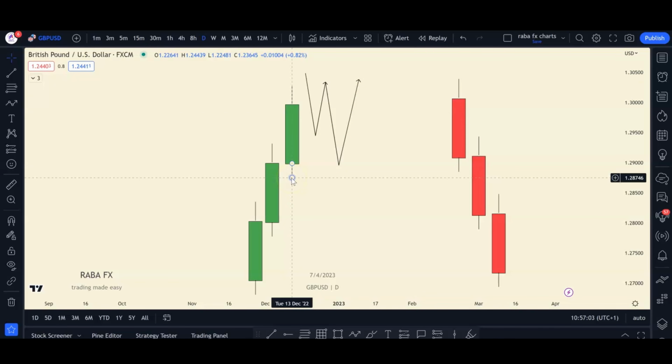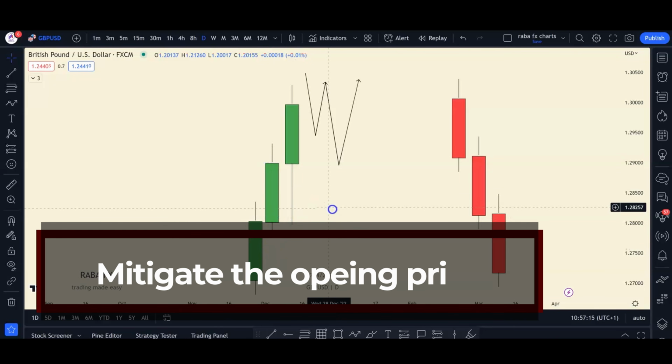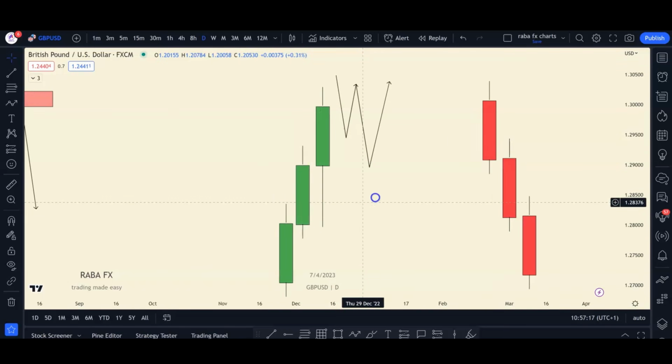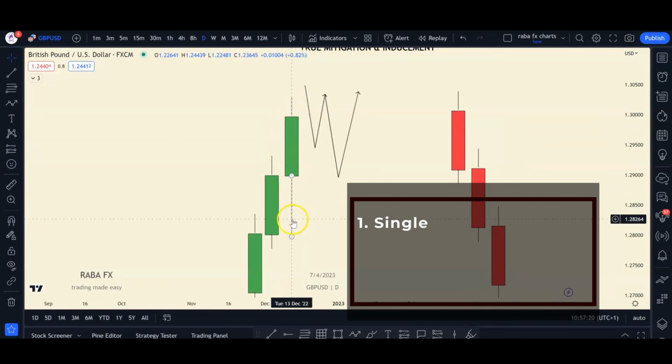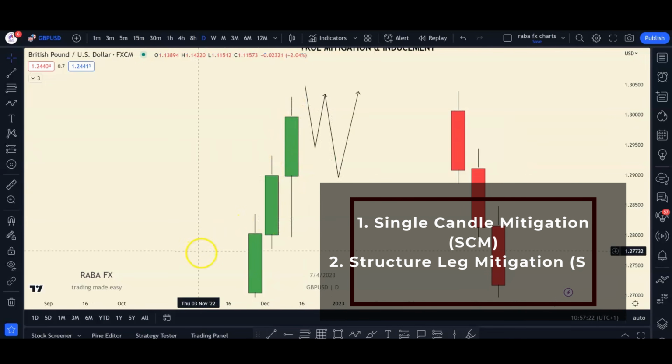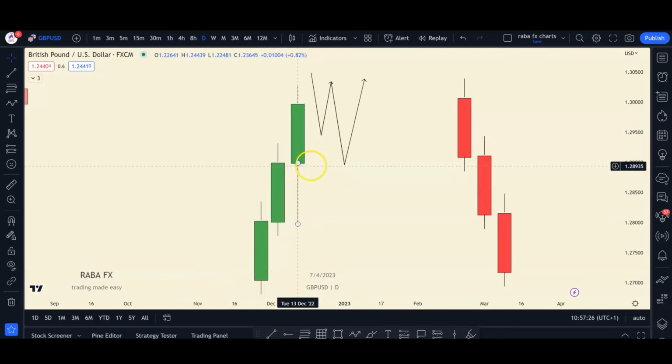So what do you need to do here? If this candle, for example, trades to this open here before moving up, that means that this particular candle has been mitigated. That leads us to two things here, the types of mitigation. We have the single candle mitigation and we have the leg of structure mitigation. A single candle mitigation is when price mitigates the open of a particular candle.